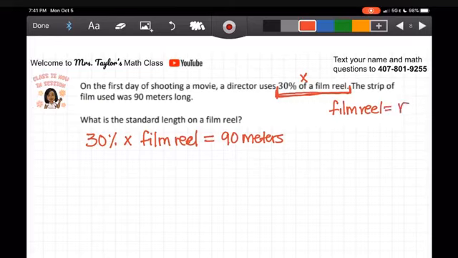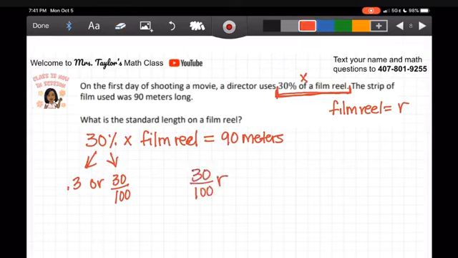So now let's go multiply. We'll say 30% instead. So we can say 30% a couple of ways. We can say 0.3, or we could say 30 over 100. Okay? So I think I'm going to do 30 over 100. So I could do either or. So I'm going to say 30 over 100, and I'm going to multiply it times R is equal to 90.